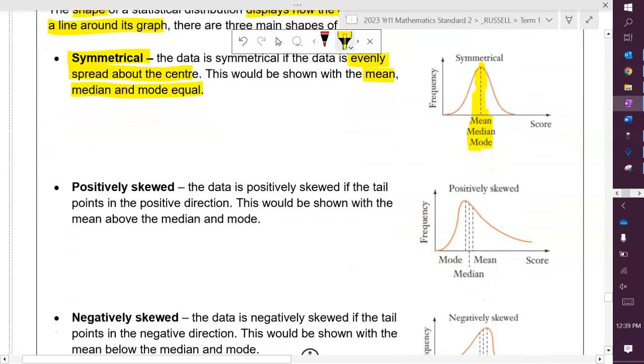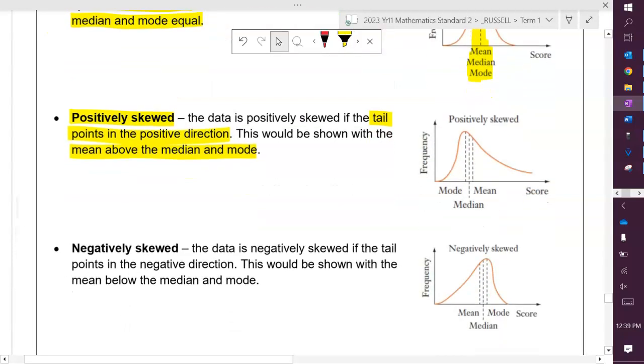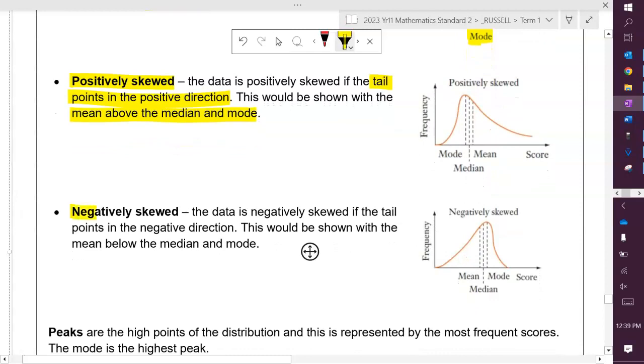We then have positively skewed, which means the tail points in a positive direction, and it's shown with the mean above the median and mode. So as you can see, the mean here is a little bit higher than the median and the mode on this diagram. We then have negatively skewed, which is just the opposite to our positive skew. So the tail points in a negative direction and the mean is below the median and the mode.